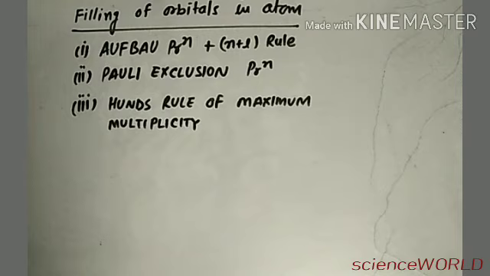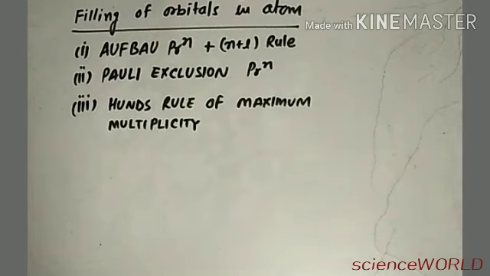Hello my dear students. In today's video we'll discuss the filling of the orbitals in an atom. We have already discussed the Aufbau principle, and you know that in this principle we can express how the electrons can be filled in an atom. In this video, first of all we'll talk about the n plus L rule. The very next one is Pauli's exclusion principle, and last is Hund's rule of maximum multiplicity.